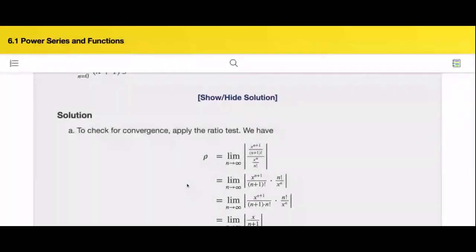So first one, to check for convergence, apply the ratio test. Remember the ratio test? We compare the n plus 1 term with the n term. We divide the n plus 1 term by the n term. So we take the limit of the ratio, the absolute value of it.